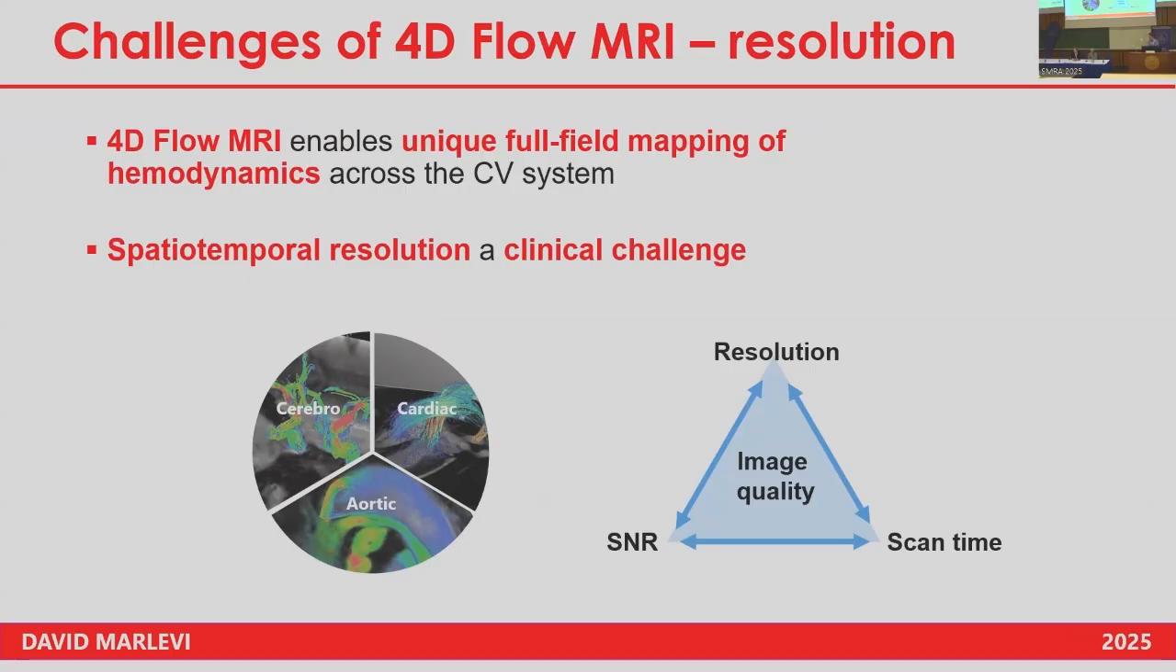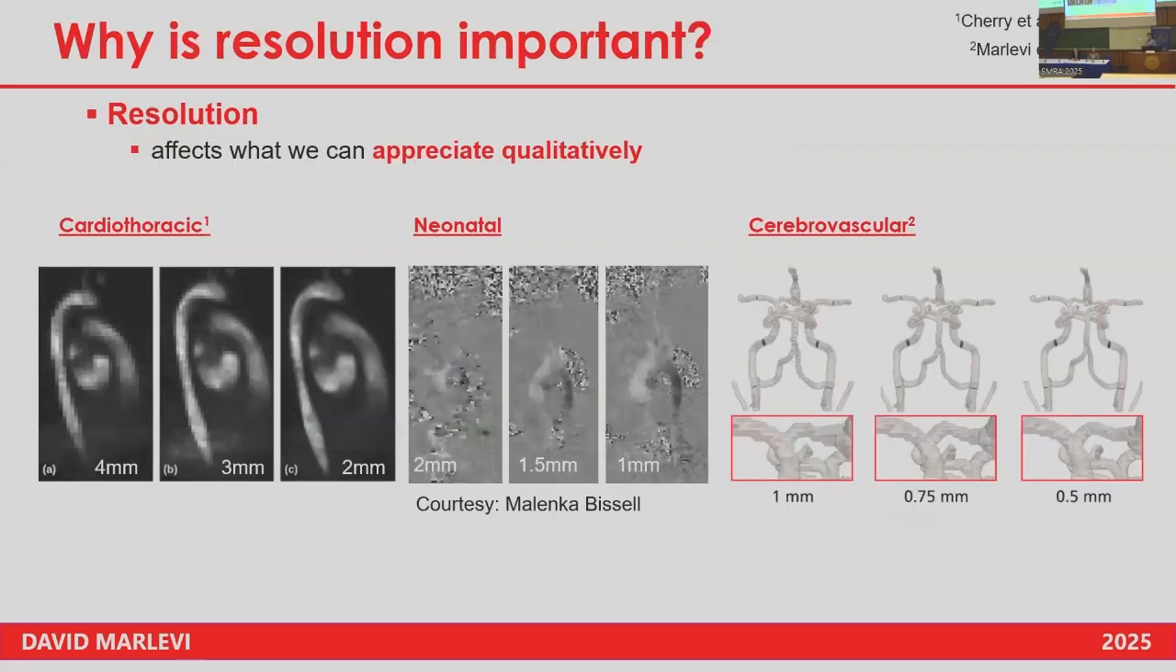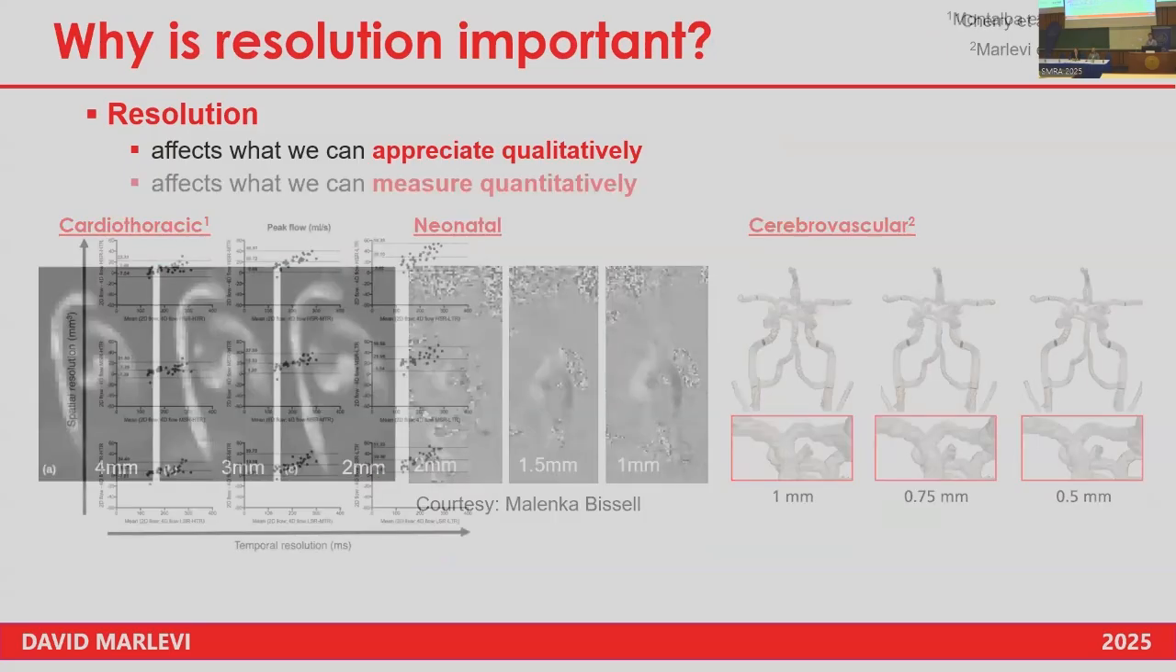The techniques I will speak about are generic in that instance, but for the sake of full field phase contrast imaging or 4D flow MRI, we have a triangle of trade-off between resolution, scan time, and SNR, which means that we have to sacrifice resolution for the sake of the other two, or vice versa. And why is resolution important? Well, obviously it affects what we can visually appreciate across different vascular beds. It also affects what we can measure quantitatively.